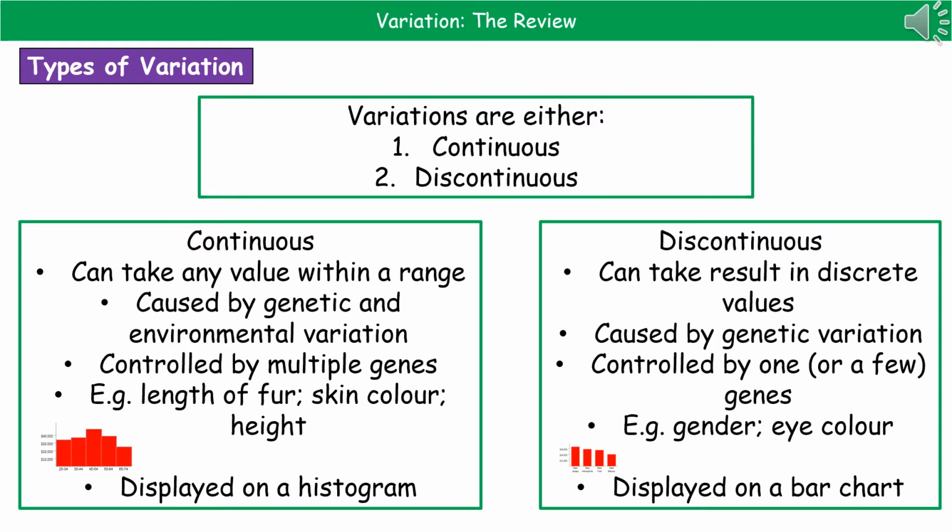If we're talking discontinuous, then this means it can take discrete values only. So this is where you would be either male or female. So it's caused by genetic variation and controlled by one or very few genes. Because it's discrete values we're getting here, we display it on a bar chart, which means there are gaps between the bars. Just go careful with the histogram versus bar chart, because it wouldn't surprise me if they were to give you a one marker or even potentially drawing a graph.